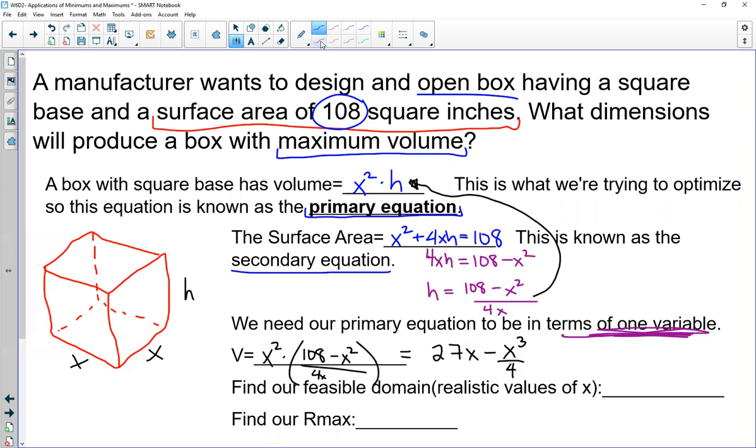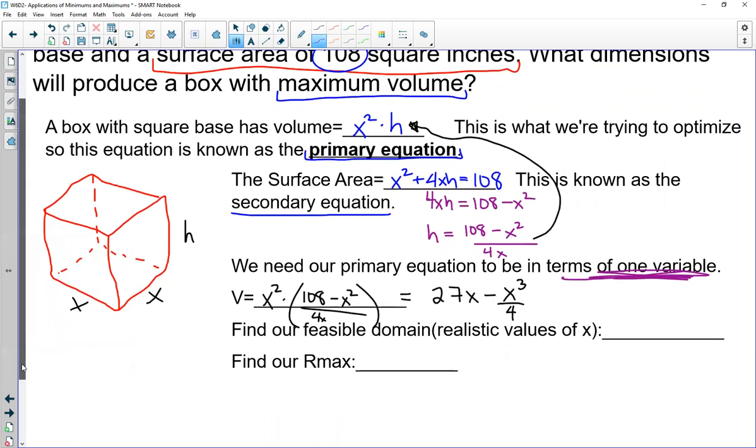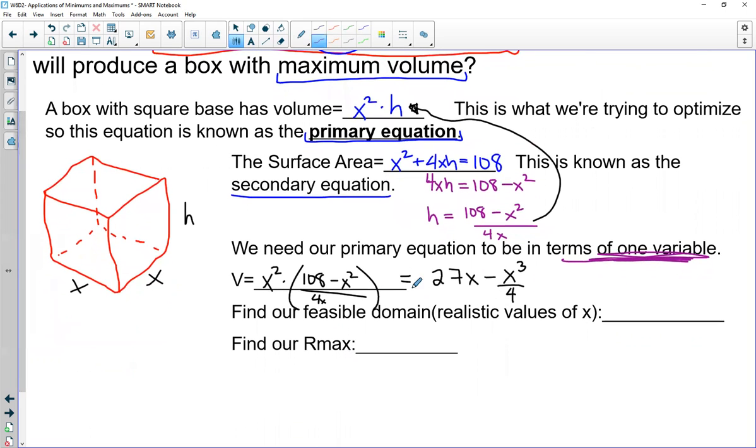And from here, we're just going to use either the first derivative test or the second derivative test in order to find our relative max. Okay. Also, something you want to keep in mind is something called a feasible domain.